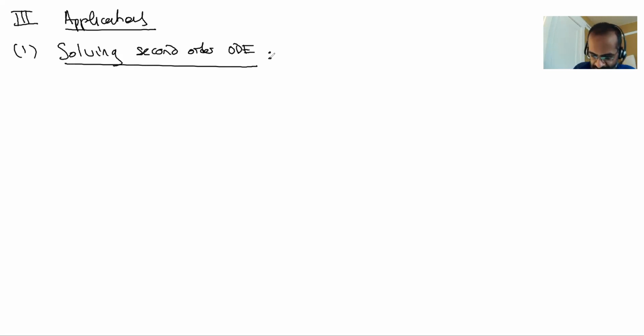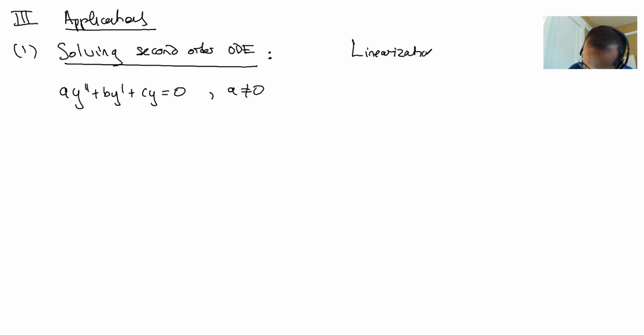So let me just show you how. Here's the second order ODE, a is not 0. That's not a system of first order ODE, right? But there's what appears to be a cheap trick to turn it into a system of first order ODE. This is something I'm going to call the linearization trick, which is actually very important in higher level math.